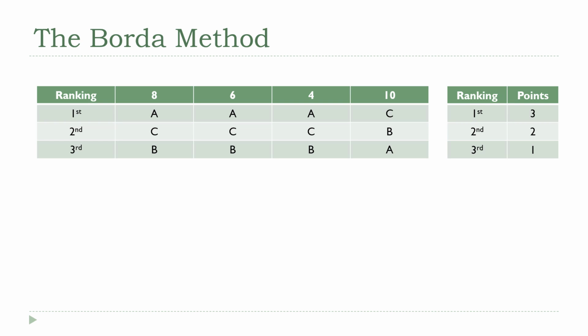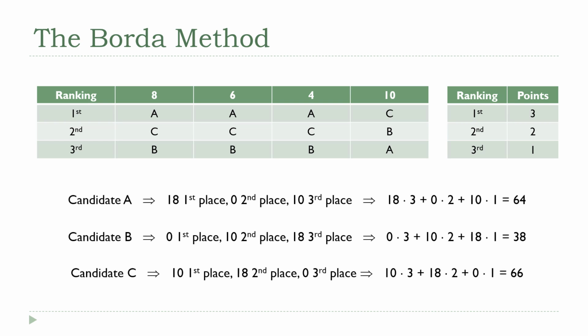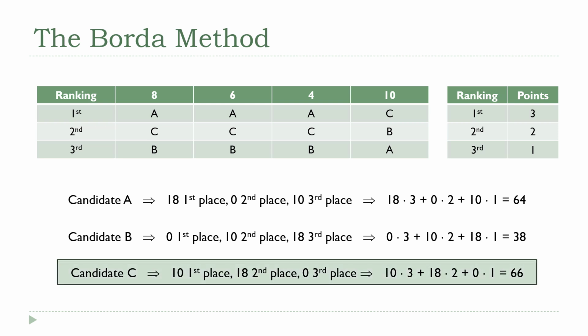I'm going to show you the results in a minute, but I've got them hidden just in case you'd like to get some practice in. I've got the ranking and the point values over here on the right. You can pause the presentation, work this out on your own, then start it back up, and you can compare your results to mine. Okay, so here's what I ended up with. Candidate A gets 64 points, candidate B gets 38, and candidate C gets 66. So candidate C has the most points, so according to our Borda method, candidate C is the winner.